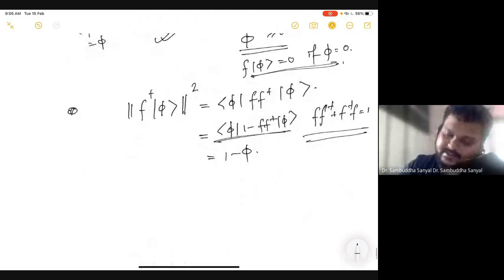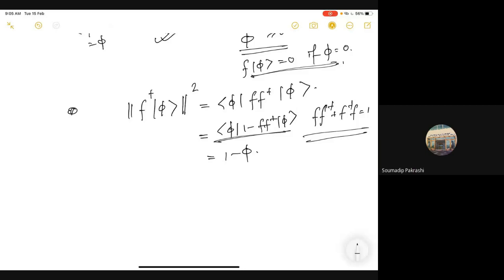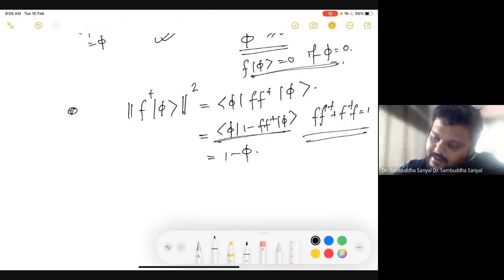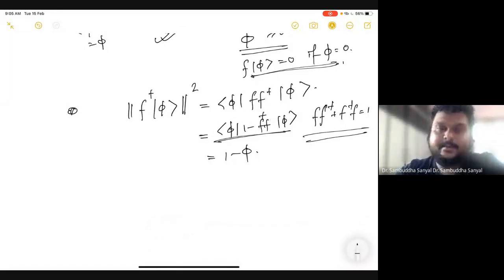But that means that, I think, f f dagger means 1 minus f dagger f. What? Previous line, 1 minus phi above it. You wrote, yeah, 1, correct, minus. Yeah, correct. Okay, good that you are awake this morning.